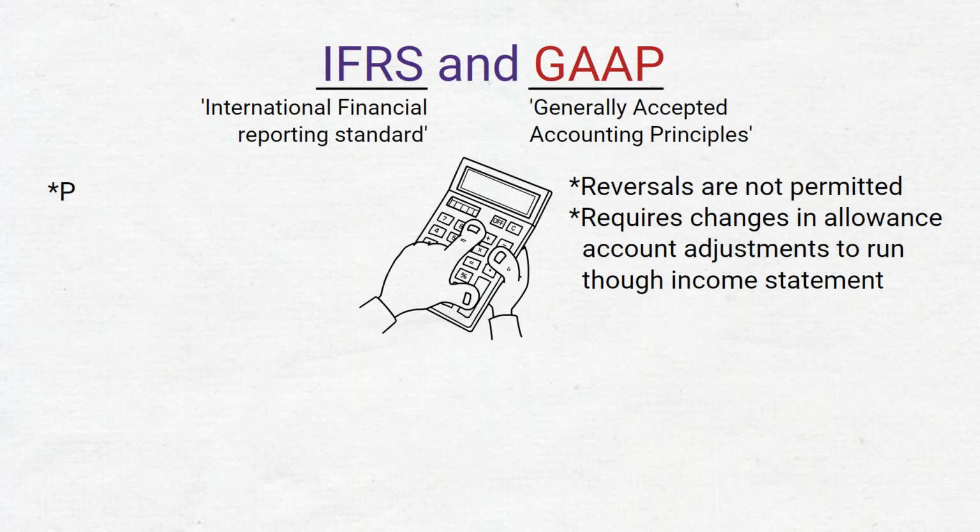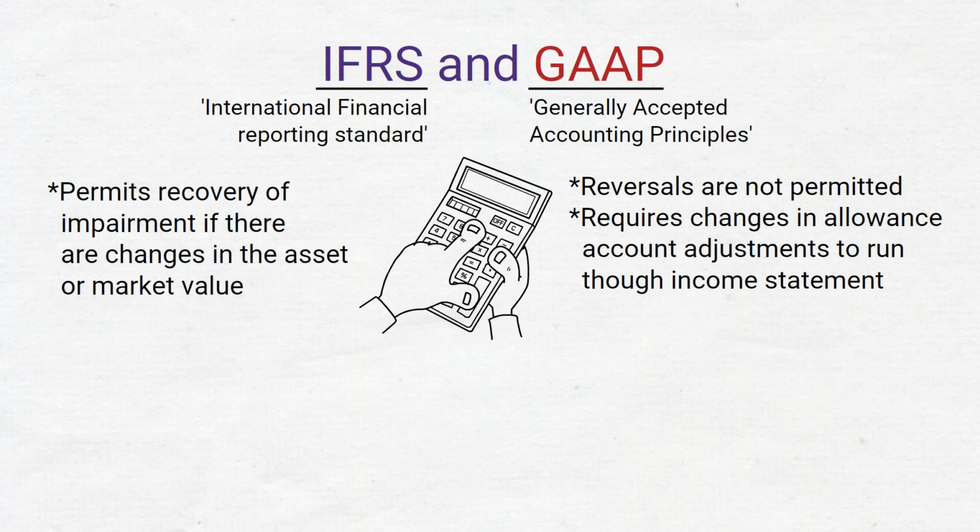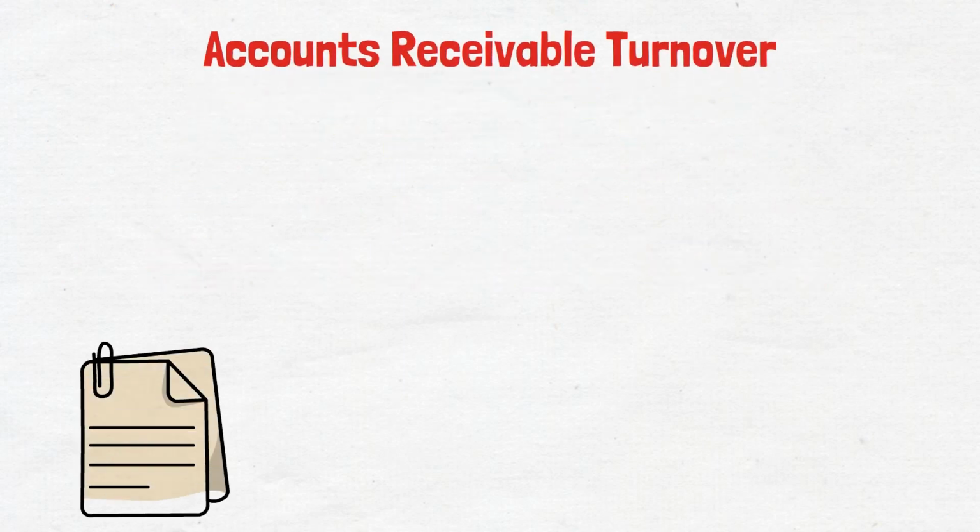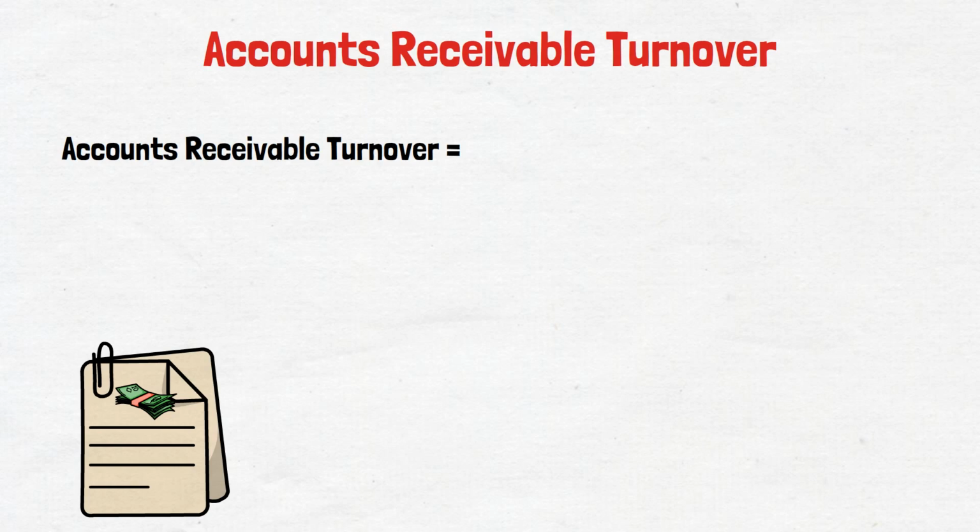In contrast, under IFRS, the previously recognized allowance is written off against the receivable, and any additional write-off is recognized as an expense. Accounts receivable turnover. Accounts receivable turnover is a financial ratio that measures a company's effectiveness in collecting its accounts receivable. It is calculated by dividing net credit sales by the average accounts receivable balance during a given period.